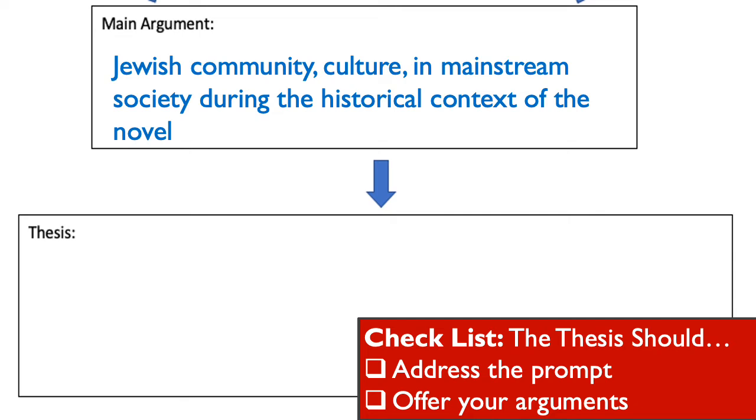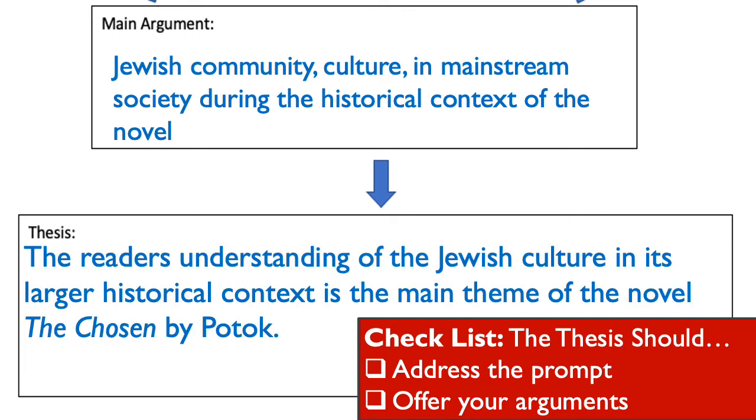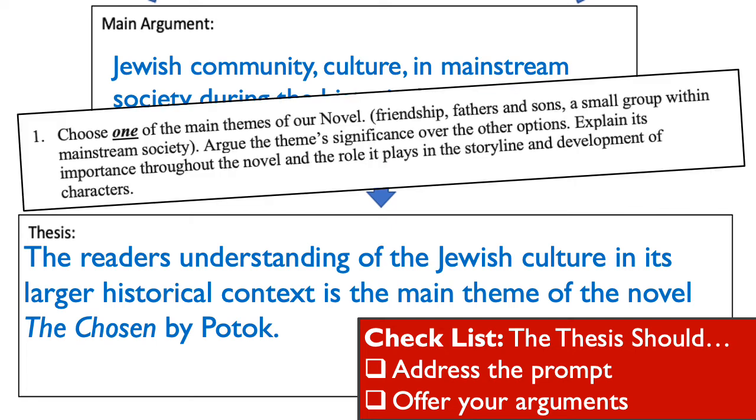Here's the thesis that I ended up crafting: The reader's understanding of the Jewish culture in its larger historical context is the main theme of the novel The Chosen by Potok. Okay, looking back at the prompt, here's my prompt. Remember, I'm focusing on that small group within mainstream society. That's what I'm focusing on. And I want to make sure that it addresses the prompt. So yes, it does address the prompt. And yes, it does offer my arguments.